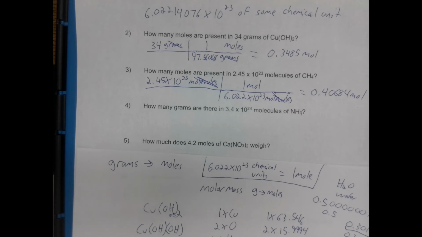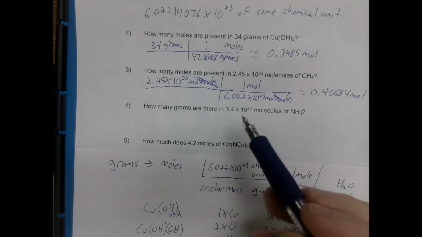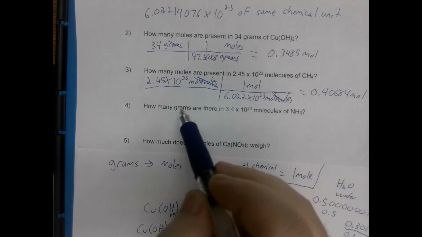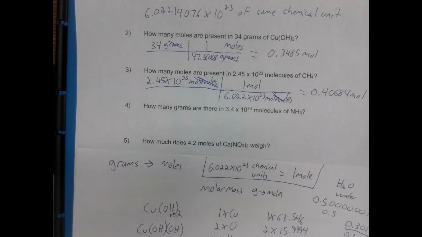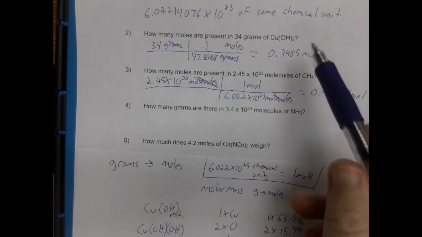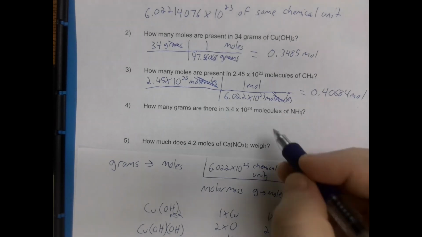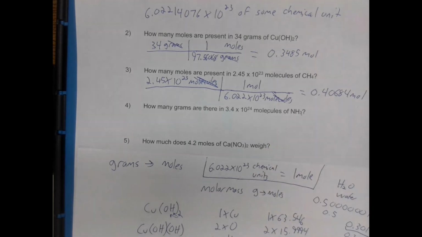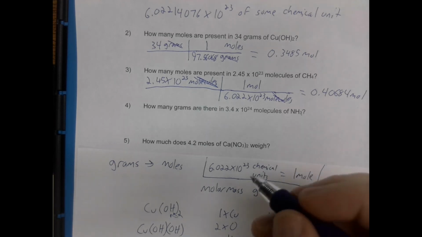So problem 4 asks us how many grams are there in 3.4 times 10 to the 24 molecules of ammonia. So we're trying to convert molecules into grams. There is no straight conversion factor. We need to first convert molecules into something else. Luckily, we know we can convert chemical units into moles. So we can convert something like molecules directly into moles.